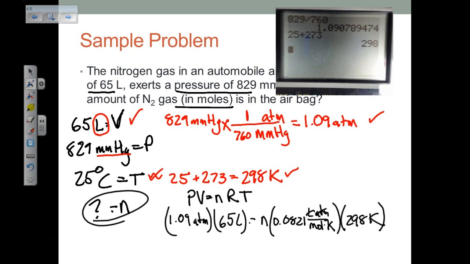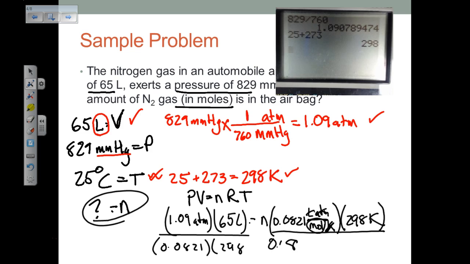Now, look at what happens. Atmosphere, liter cancel out. Kelvin cancel out. What's the only unit we have left? The only unit we have left here is moles, and that corresponds, because what does n have to be? What has to be the units of n? Moles. So now what we're going to do is we're going to divide both sides by 0.0821 and by 298. So 0.0821, 298. Those cancel. It gives us n all alone, which is what we want, and now we do the math.